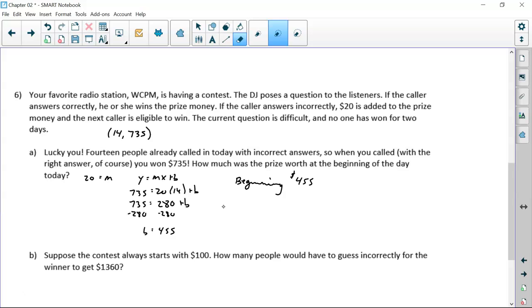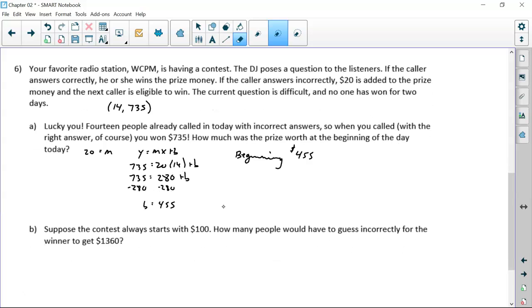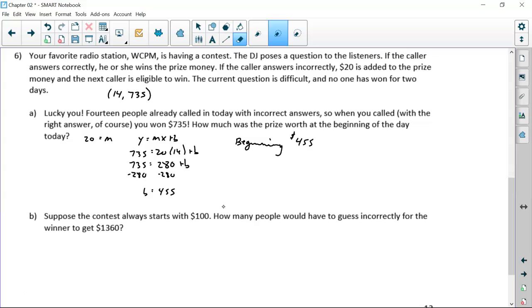So now, suppose the contest always starts with $100. Now we're going to make a model. I lied, we're not making a model. Suppose the contest always starts with $100. How many people would you have to guess incorrectly for the winner to get $1,360? So b is 100 and m is 20. We're still adding 20 for each wrong answer. Now we're just solving for x.